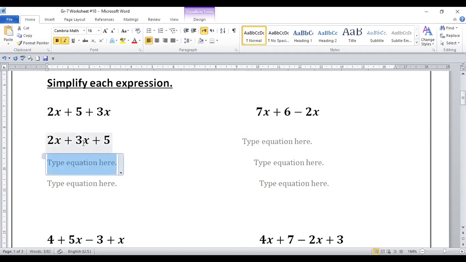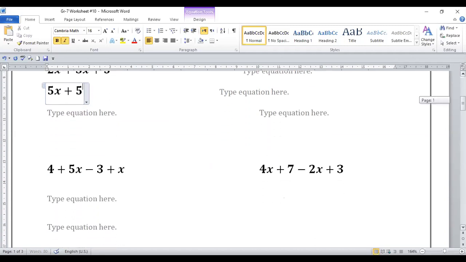So the next step is to simplify it. 2x plus 3x will give you 5x, because 2 plus 3 is 5 and x is x, plus 5. Now, can we add 5x plus 5 and say it is 10x? No, you can't, because always remember, you cannot add a variable and a number together. So your simplified expression is 5x plus 5.